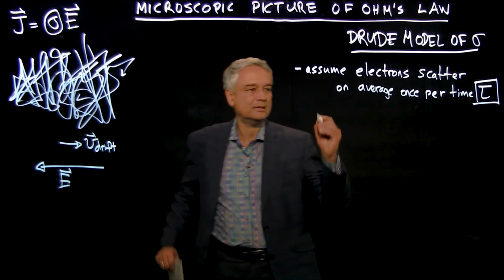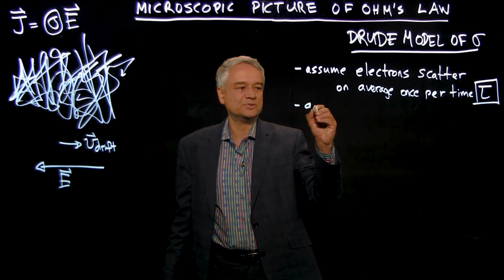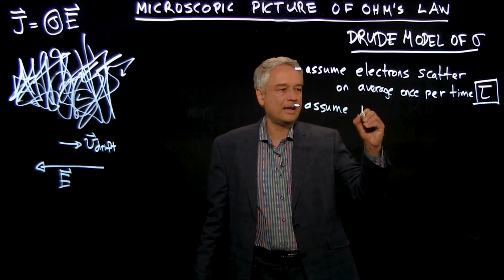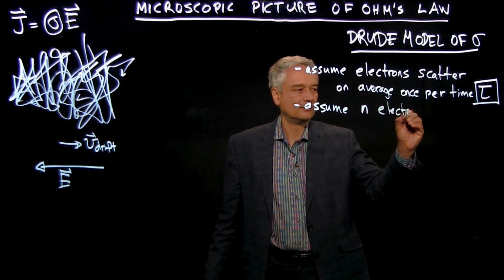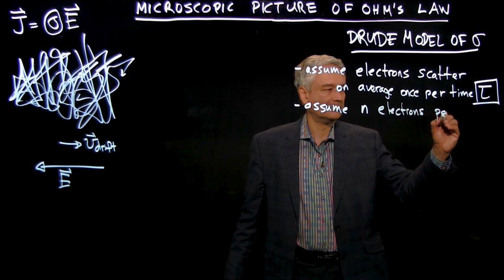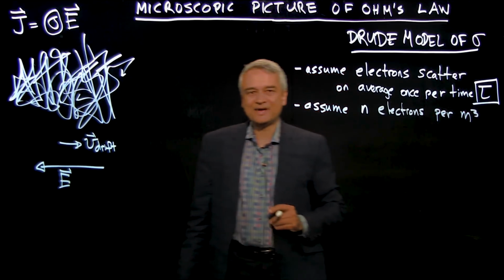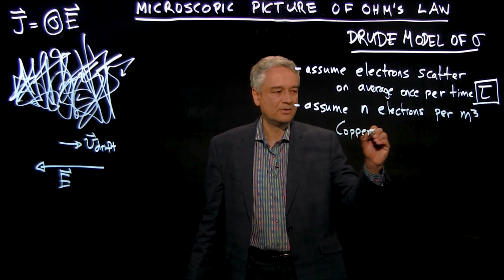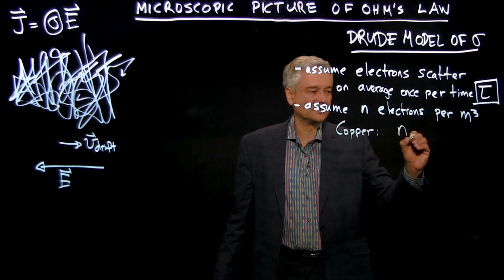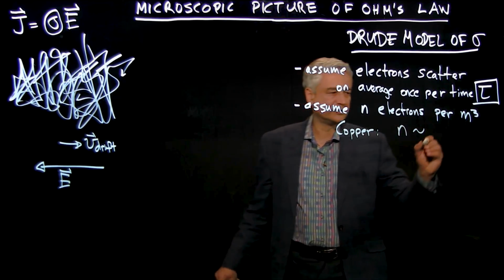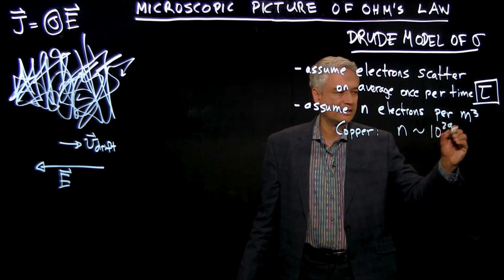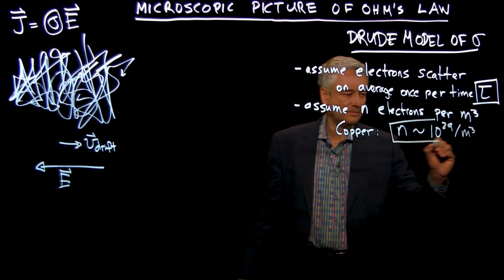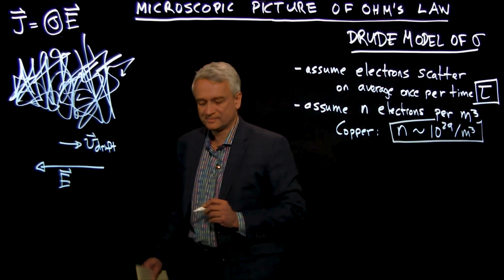The second assumption he made, which introduces the second material property, is that there are n electrons per cubic meter. And in fact, in copper, this n is well known, and I'm not going to give you numbers with a lot of precision today, but n turns out to be roughly 10 to the 29 per cubic meter. And this is the second material property that's going to come into the derivation.